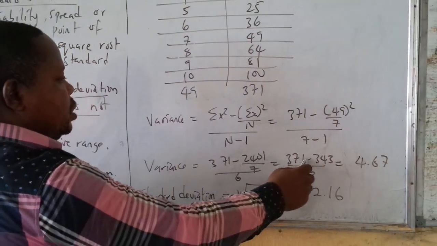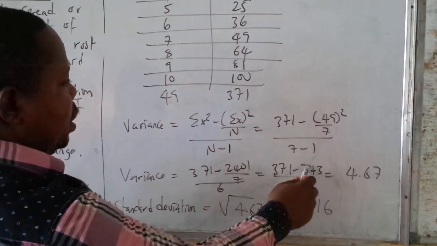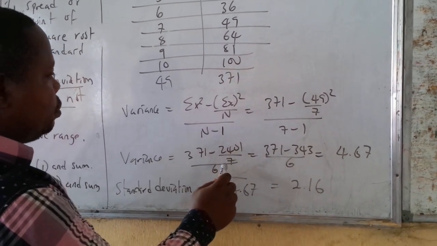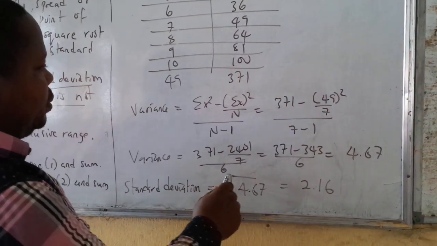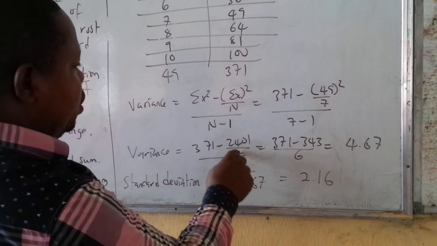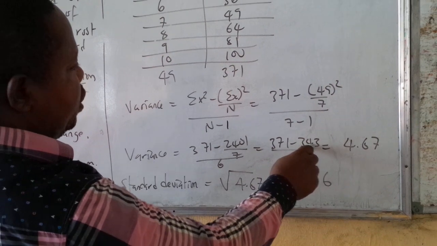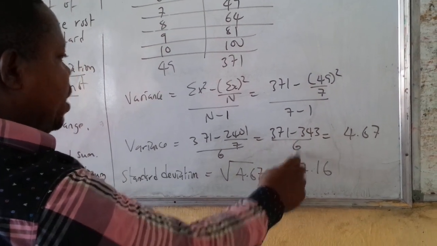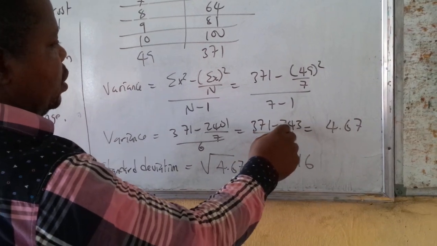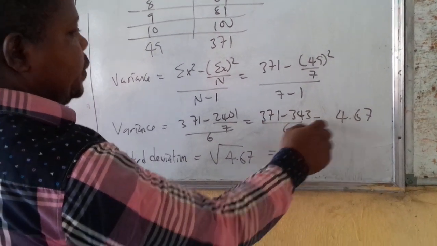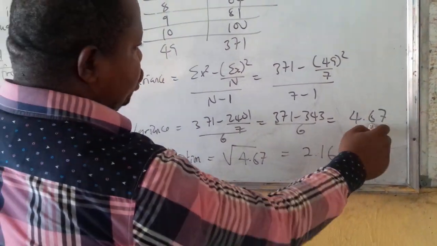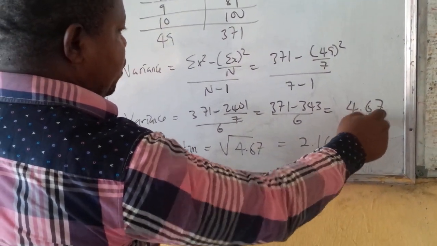And that will be equal to 371 minus 343. That's dividing this 2401 by 7, which will give you 343, divided by 6. And when you do that, 371 minus 343 divided by 6 will give you 4.67. This is the variance.